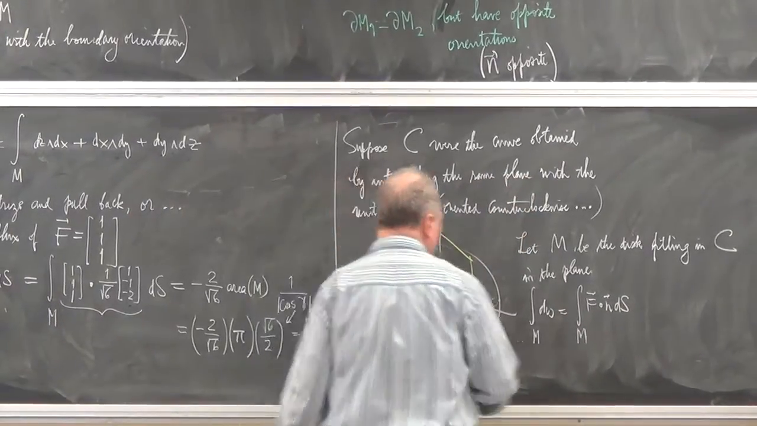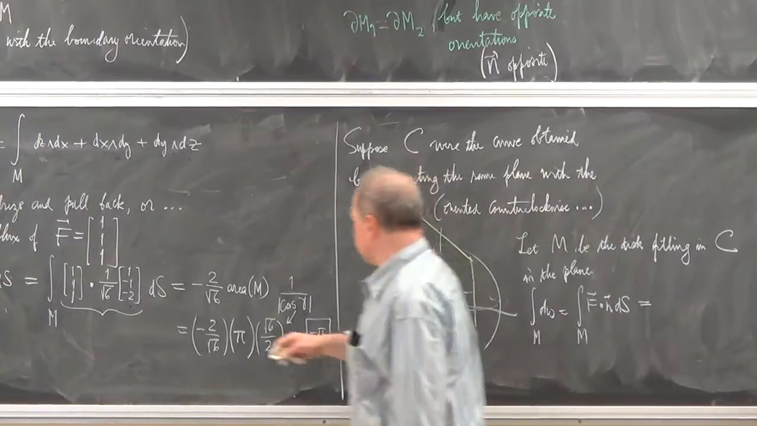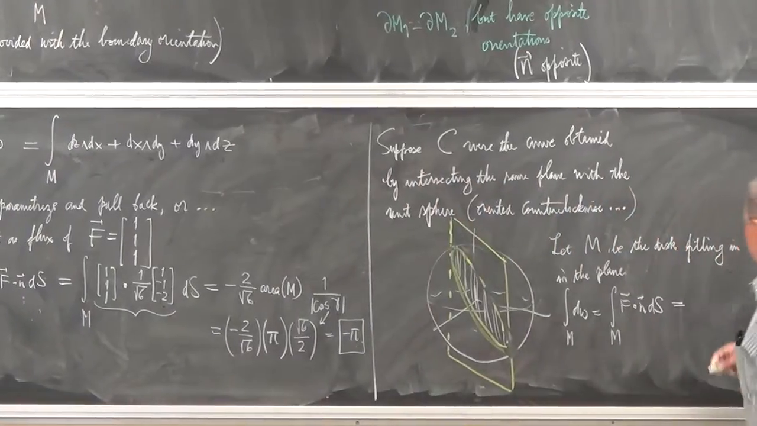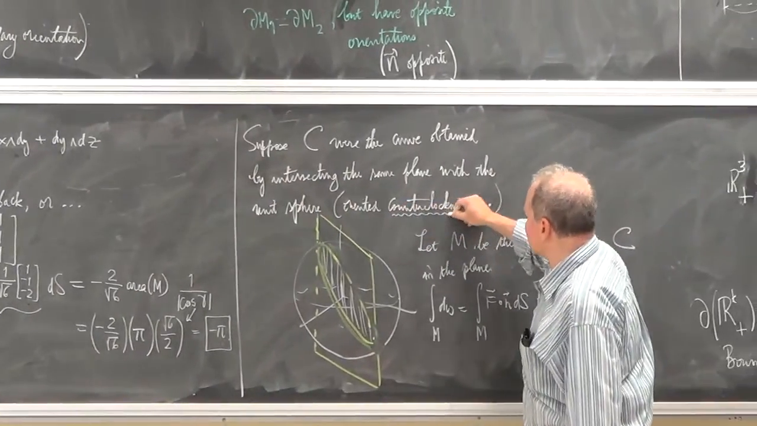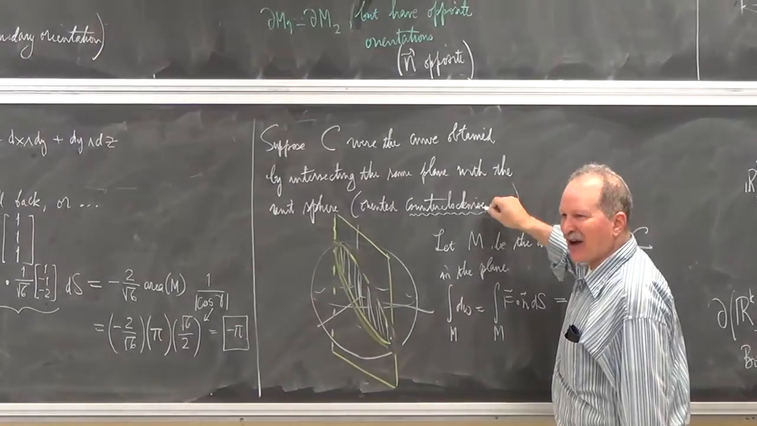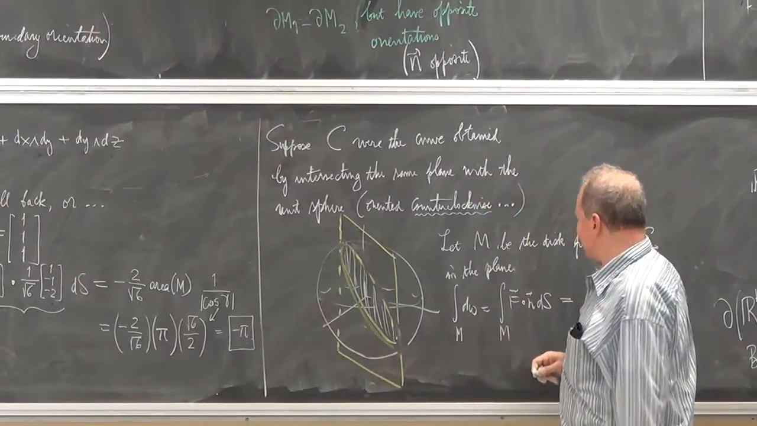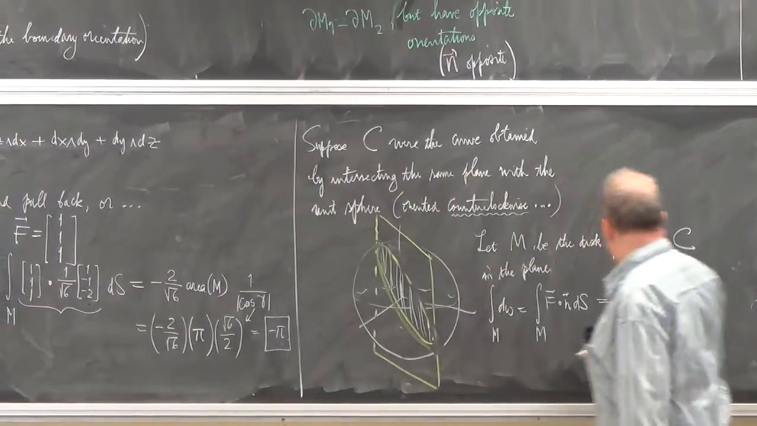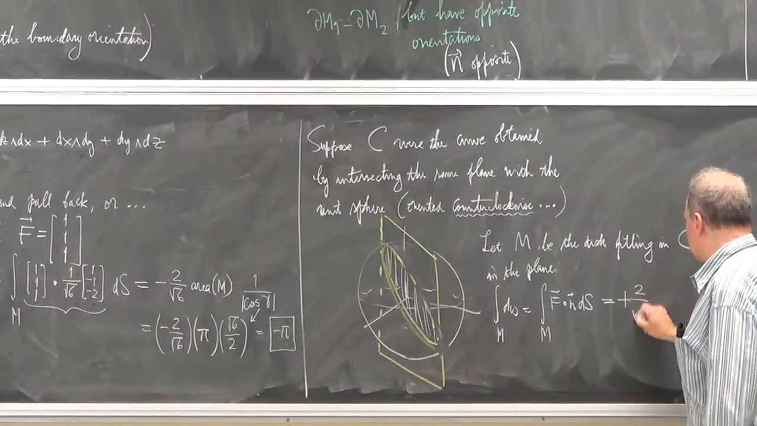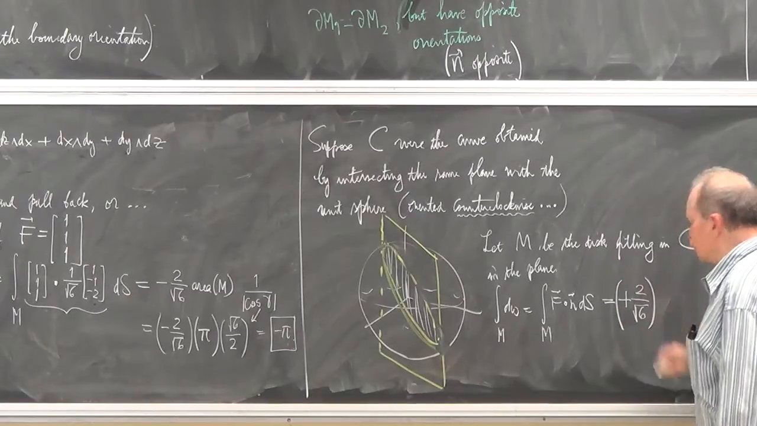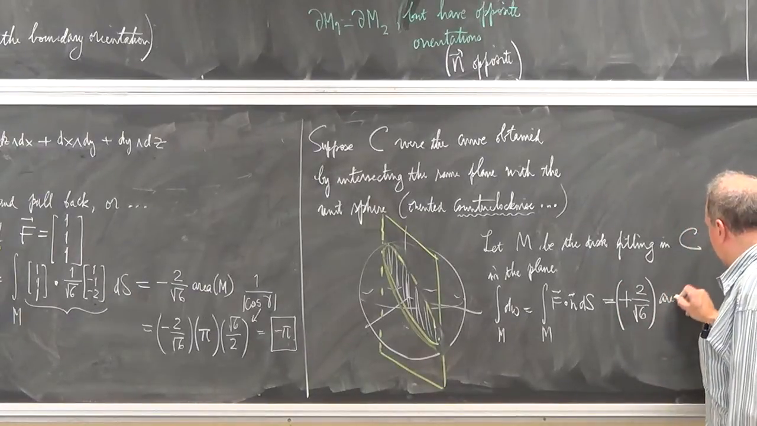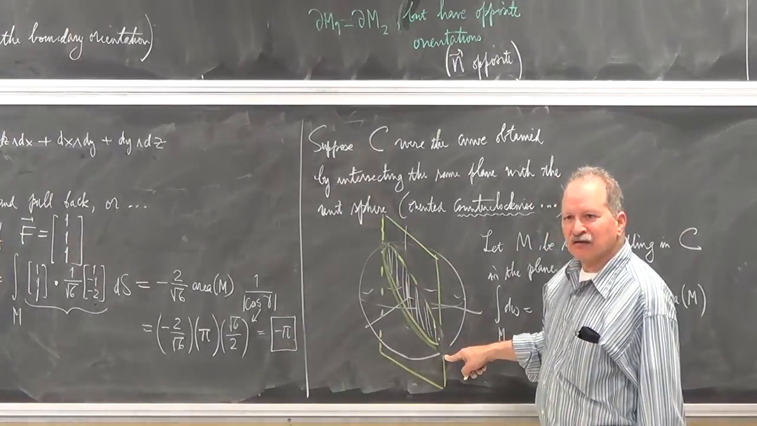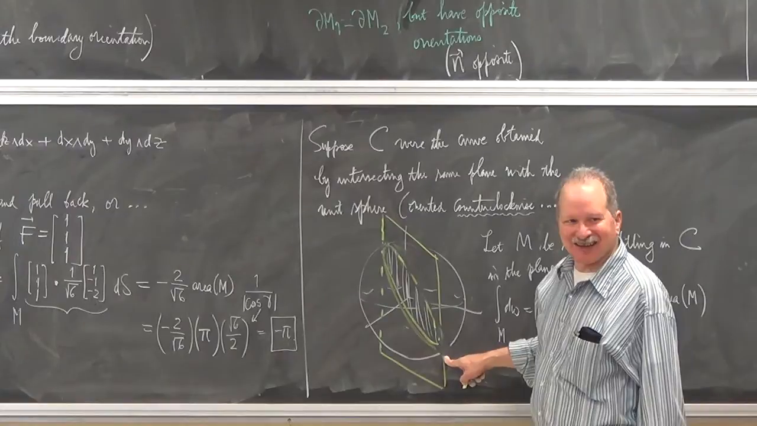But f dot n is still, well now I have to be careful, because now I said counterclockwise. So now I need n that points up. So I'm going to take the negative of the n, and f dot n is now going to be plus 2 over root 6. And now I'm going to get the area of the filled-in circle, which is pi. It's a unit circle in a plane.